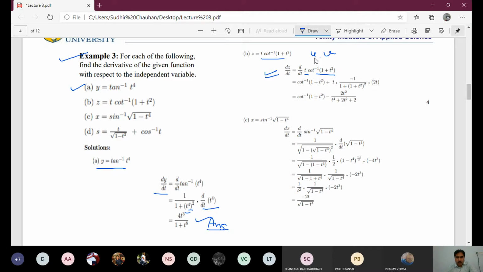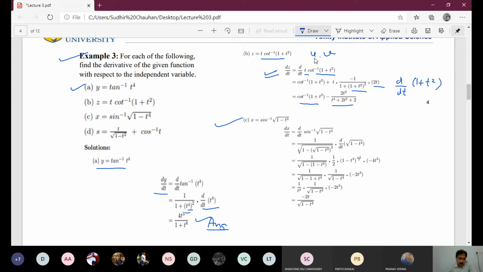it is minus 1 upon 1 plus x square formula, and then the differential coefficient of 1 plus t square. Now we simplify it, it is cot inverse 1 plus t square minus 2t square upon t4 plus 2t square plus 2.